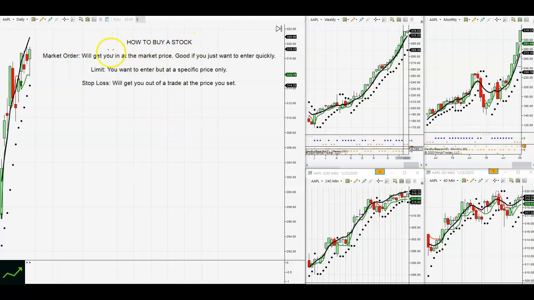a stock, the various ways to get in a position.